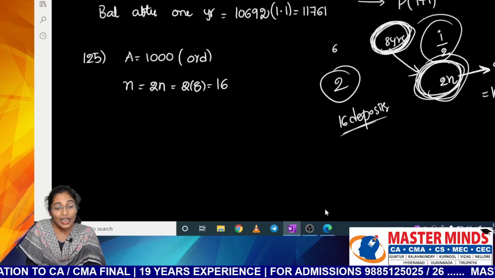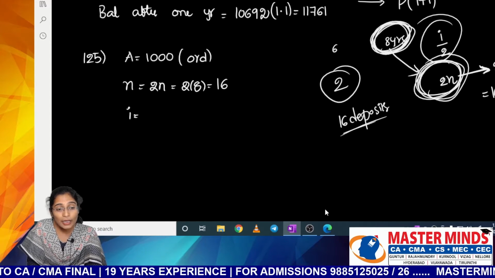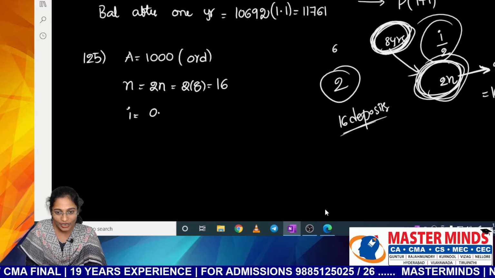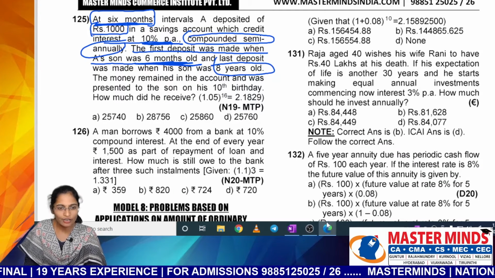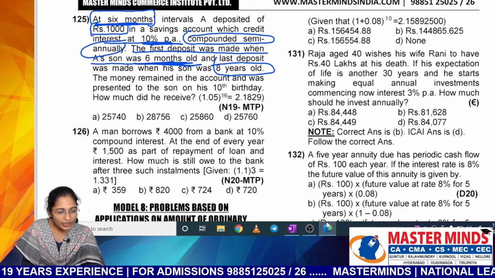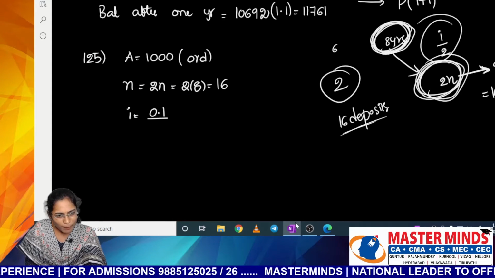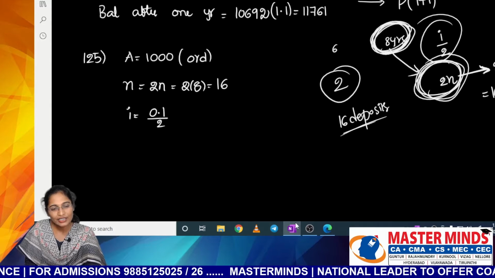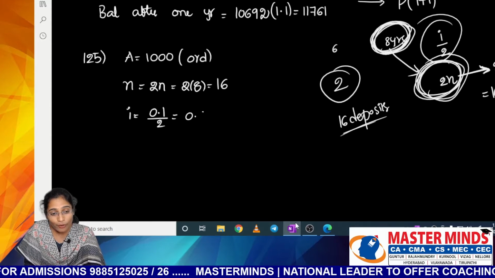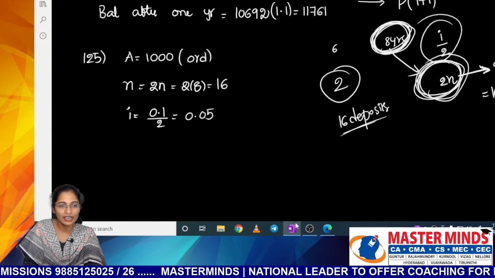16. Got it? I should be replaced by I by 2, 0.05. What is the rate of interest? Let's read out the continuation question. 10% per annum, right? Means 0.1 by 2. Why are we writing by 2, guys? Yes, very good. Compounding is done semi-annually.